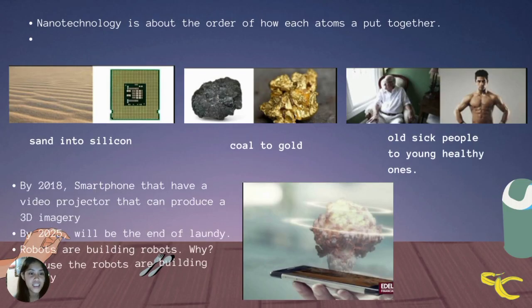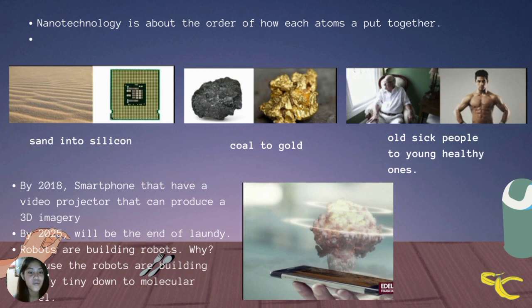So nanotechnology is about the order of how atoms are put together. Let's take a look at these pictures. This is sand. Of course, we know what sand is. The materials of this sand will be manipulated, these atoms will be ordered to be transformed into silicon.